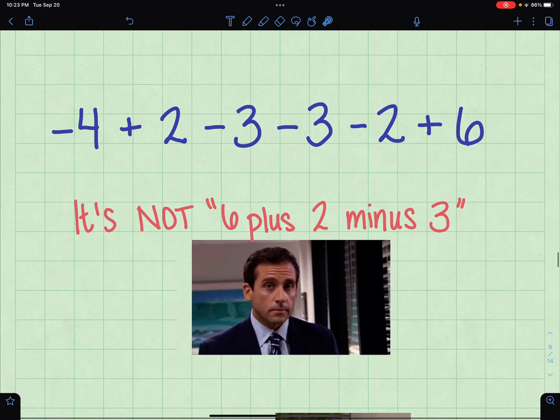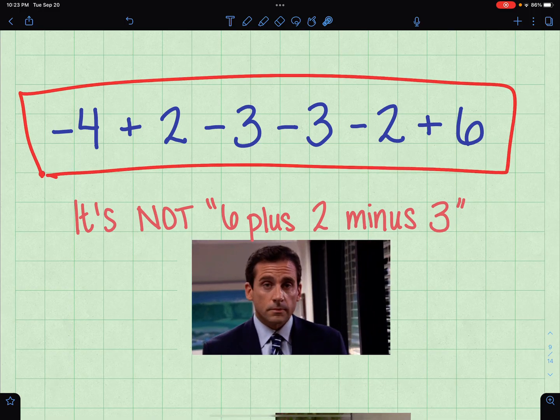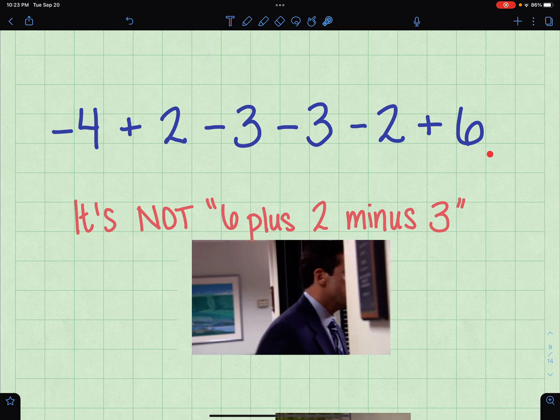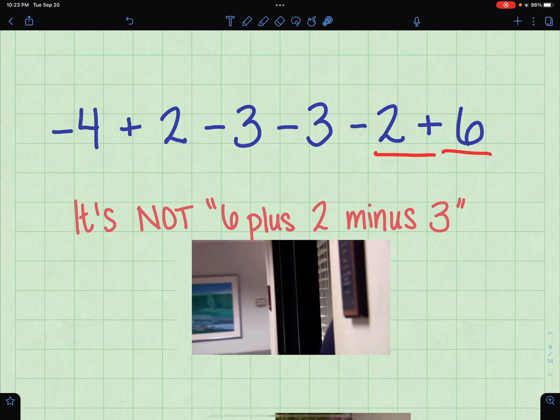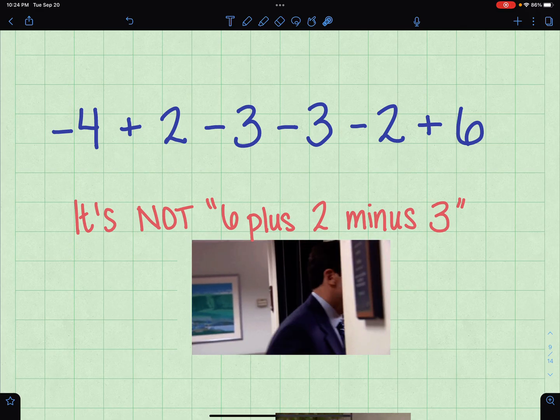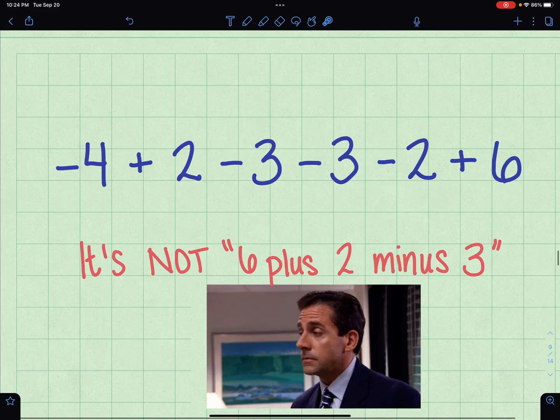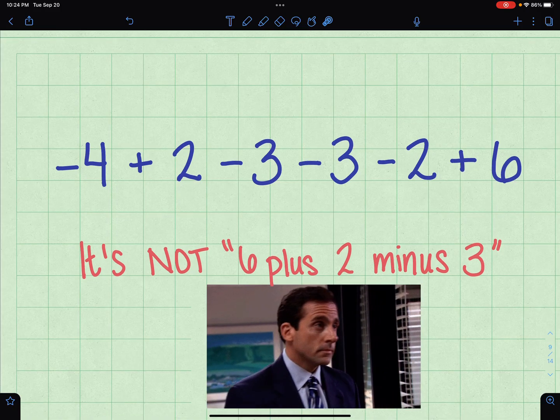Subtraction, not so fun. All right, so when you see a problem like this, what a lot of people do wrong is they say, oh, this is 6 plus 2 minus 3. No. No. See, Michael Scott, come on. No, he wants you to do it right. We got to do it right. It's going to be different from that.